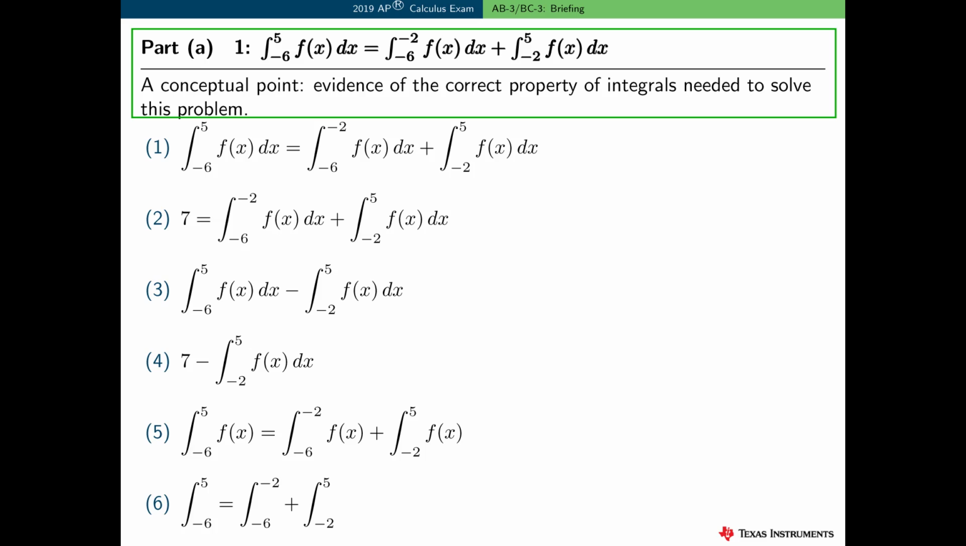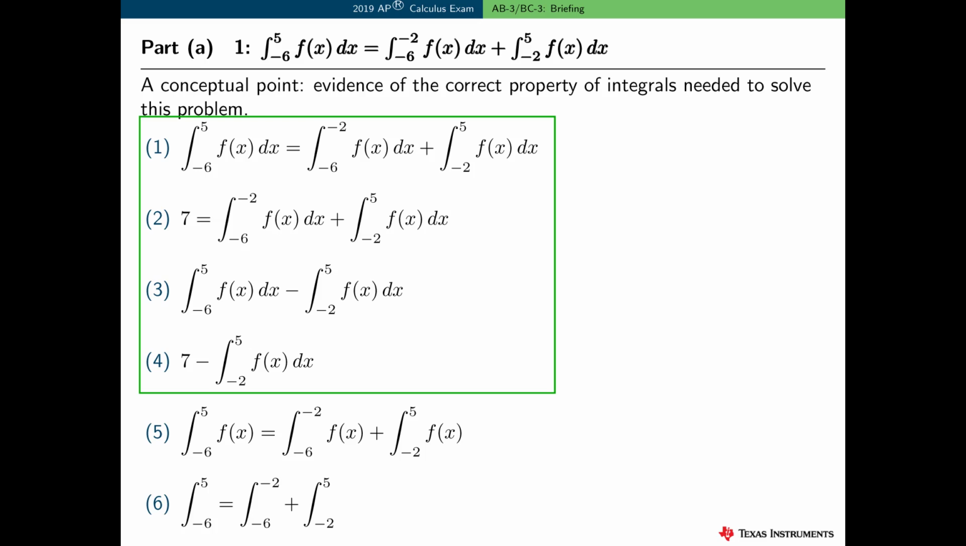In Part A, the first point was for using an appropriate property of integrals to split the given definite integral into two parts. And this was a conceptual point. We need to see evidence of the correct property of integrals applied to our problem. Here are some examples that earned the first point. All demonstrate sufficient evidence of the appropriate property of integrals.